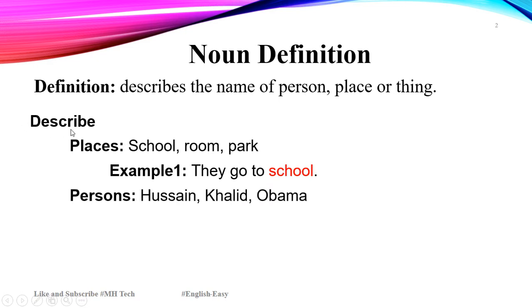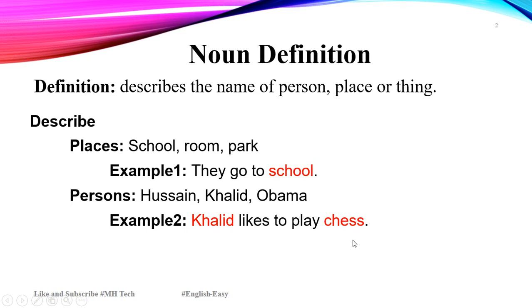And I told you that noun describes a person. For example, Sain, Khalid, and Obama. These are the names for a person. For example, Khalid likes to play chess. Here we have two nouns. The first one is Khalid and the second is chess.